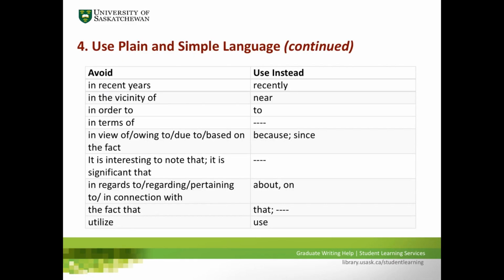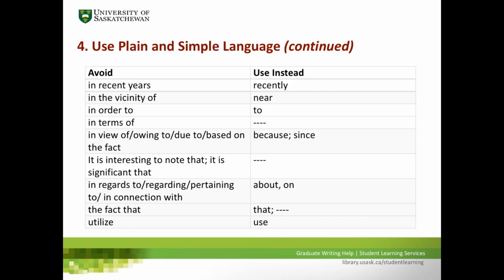And here are some other terms that you can avoid. In recent years can just become recently. In the vicinity of can just be near. In order to can almost always be shortened to to. In terms of, you shouldn't need to use. In view of the fact, owing to the fact, due to the fact, based on the fact, none of those need to be used. You can use because or since. It is interesting to note that, it is significant that, again, you just need to make your point without the preface.